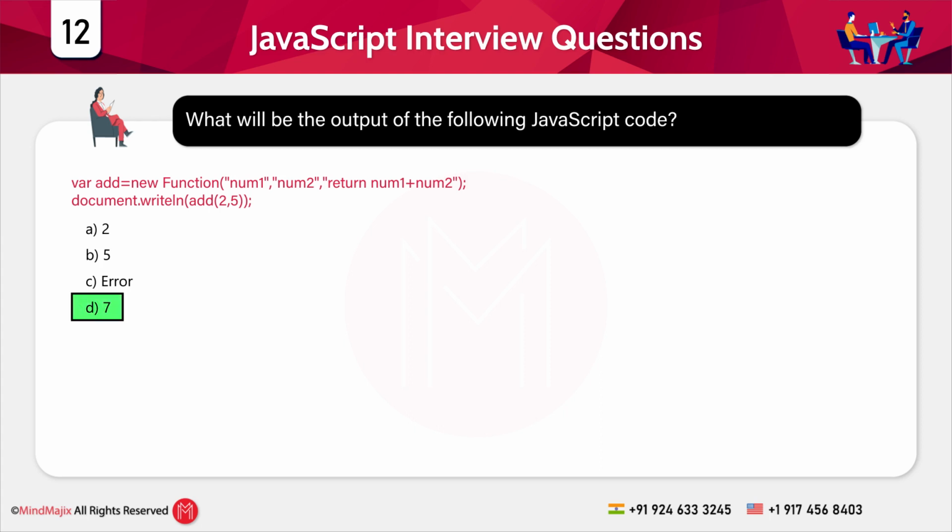The add function is defined in the first line of the code using the new property. The add function returns the sum of the two arguments passed to it. So num1 will store 2, num2 will store 5, then it returns num1 plus num2, so it returns the output 7.